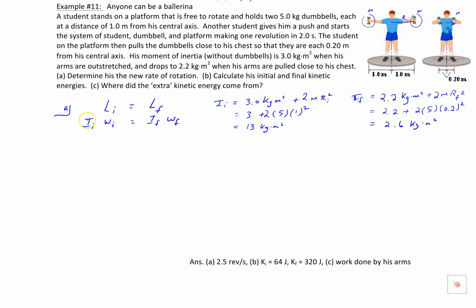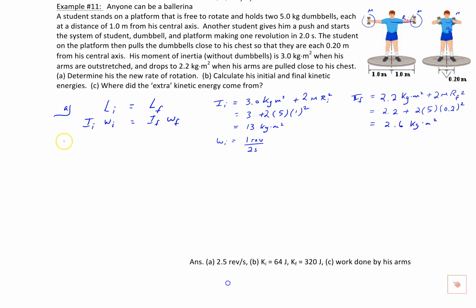So we now know the initial moment of inertia and the final moment of inertia. Do we know the initial angular velocity, omega? Well, we're told that he makes 1 revolution in 2 seconds. So that's basically 1 revolution divided by 2 seconds. If we wanted to, we could put it in radians per second, but I didn't specify radians per second in my answer over here, so let's just leave this in revolutions per second. So then omega final will be in revolutions per second.